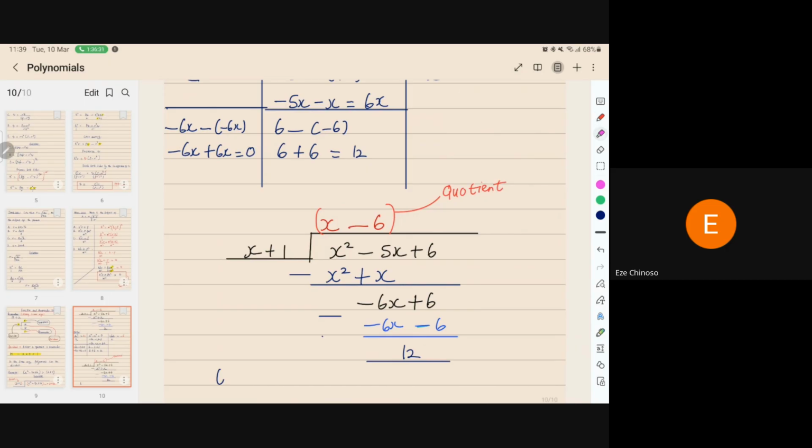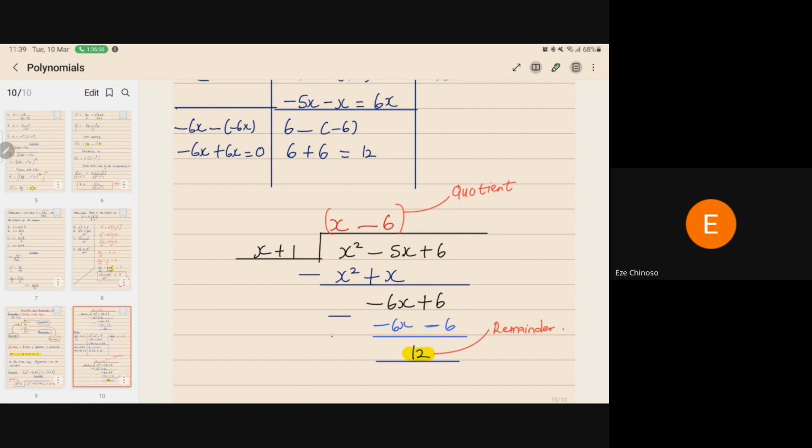This one right here, this is your what? This is your remainder. And as always, you know that this is your what? Your dividend, and this is your divisor, right? So let's keep it right here. I'm going to come back to show you a link between the both of them.